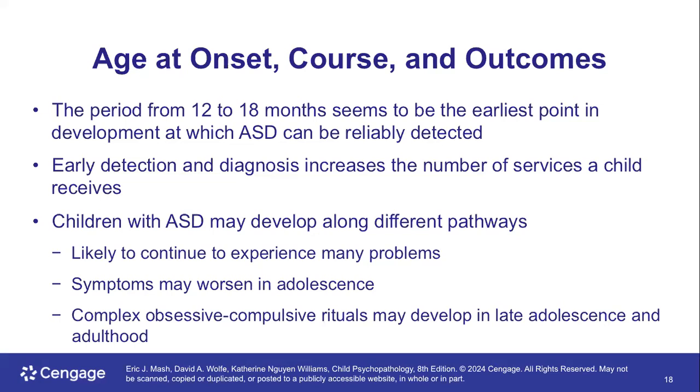And we see that children with autism spectrum disorder have a whole host of different outcomes. So individuals on the autism spectrum are likely to struggle with features of autism for the rest of their life. And the symptoms become more challenging in adolescence. You might see hypersexualized behavior in adolescence, which is a real challenge for individuals on the autism spectrum and for those working with them. We also see more complex patterns of obsessive compulsive rituals that persist into adulthood.